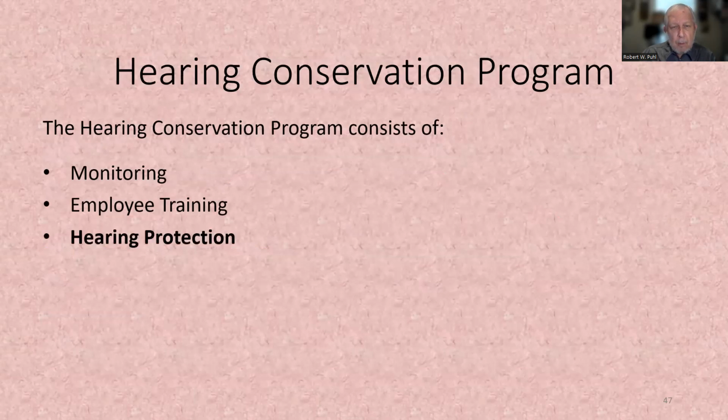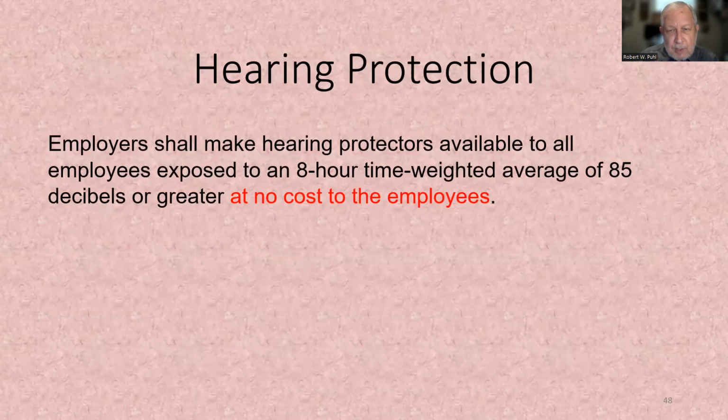So now we're going to talk about the next step, hearing protection. Employers shall make hearing protectors available to all employees exposed to an 8-hour time-weighted average of 85 decibels or greater at no cost to the employees. Now you notice we haven't said they have to wear it, but you have to make it available to them. You're only at the 85 decibel limit. That's all you have established now. So you're not up at 90 yet. Yours is 86, 87. You have to have a hearing conservation program and make hearing protectors available and train them. You do the training every year too.